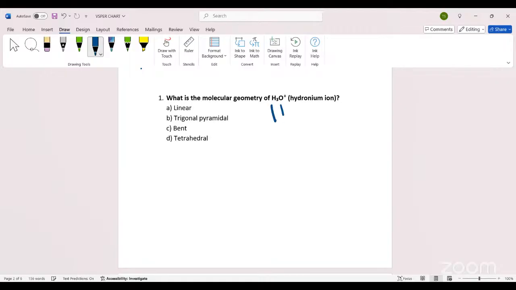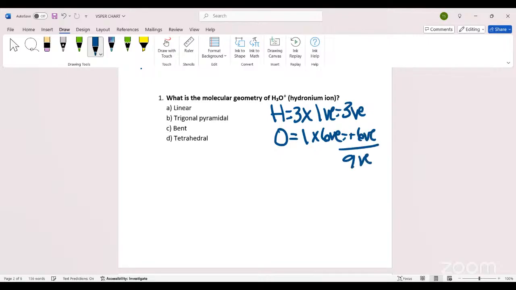Right here, this is one of those polyatomic ones, the hydronium ion. First up, we've got to do the math. We've got H3O plus. So we've got 3 hydrogens times 1 valence electron, which gives us 3 valence electrons. For oxygen, 1 oxygen times 6 valence electrons gives you 6. Add those together, you get 9. But you know the math ain't mathing if you've got an odd number. You cannot forget about this positive sign. In chemistry, when it's positive, we subtract. So we subtract 1 and we get 8 valence electrons.